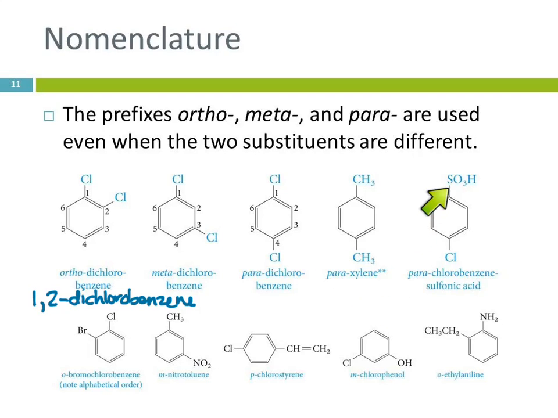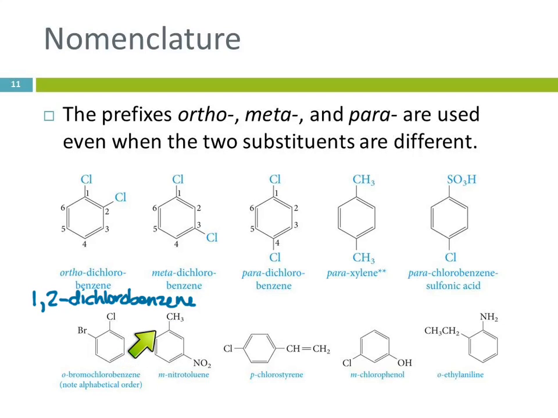Here we have a sulfonic acid group and a chlorine group. Now, you don't know how to name that yet, but this is just illustrating that this is para, and it applies even though we have 2 different substituents. Here, this one is ortho-bromochlorobenzene. The substituents are different. We're going to list them in alphabetical order. That's a pattern that we've had from the beginning. And ortho tells us their relative position.